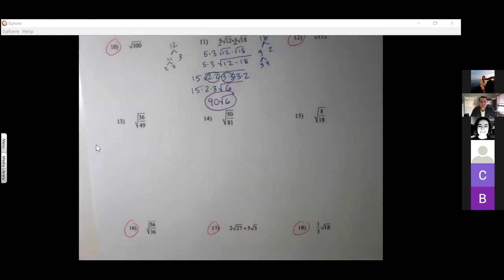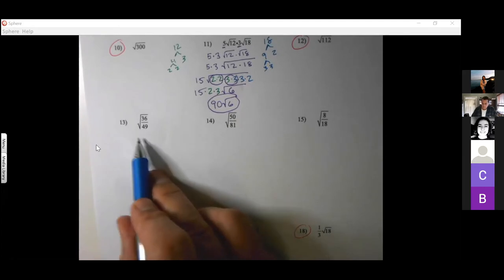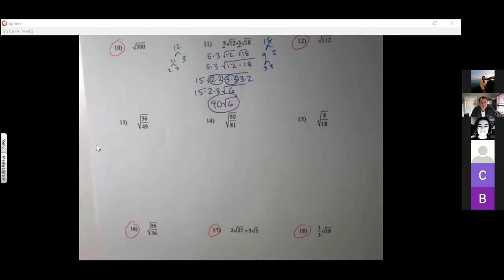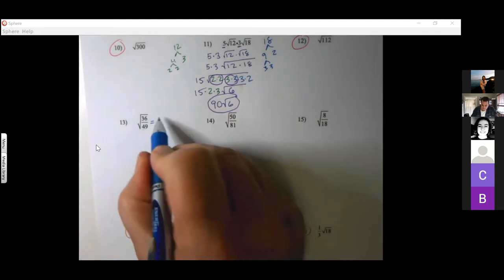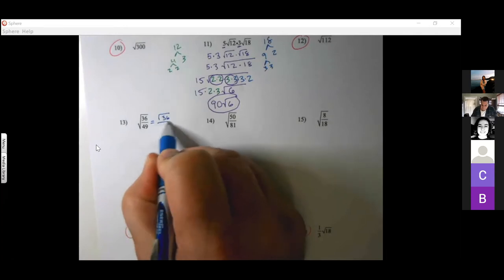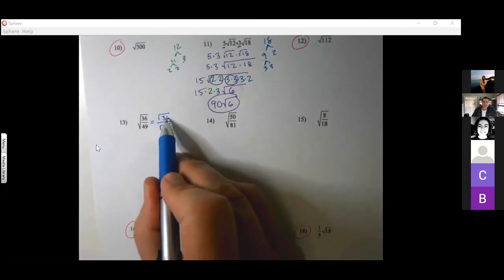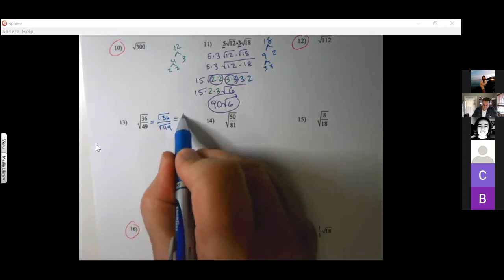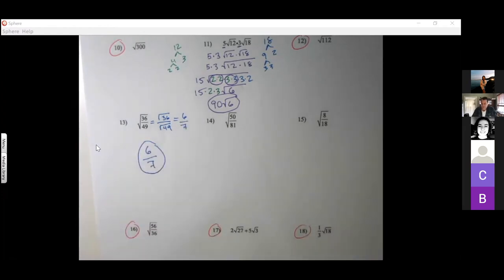Any questions? Okay, 13, 14, and 15 are different. What makes them different is they've got fractions and radicals. So again, like we said in the introduction, if you have a radical of a fraction, you can treat that as a fraction of a radical or of two radicals. And hopefully when you look at these, you recognize these as perfect squares. The square root of 36 is 6, and the square root of 49 is 7. Therefore, this just becomes 6/7.